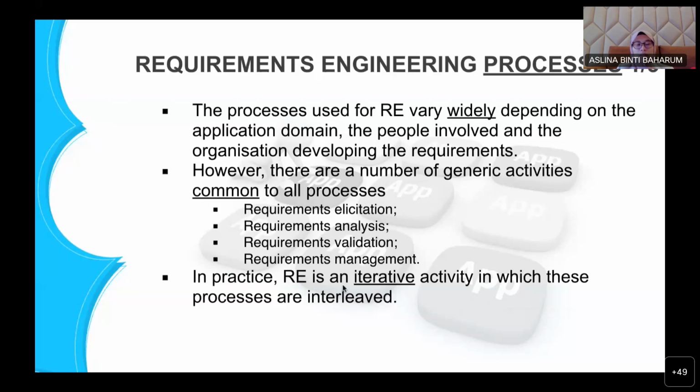In practice, requirement engineering is an iterative activity. You know the word iterative. It can be repeated back.